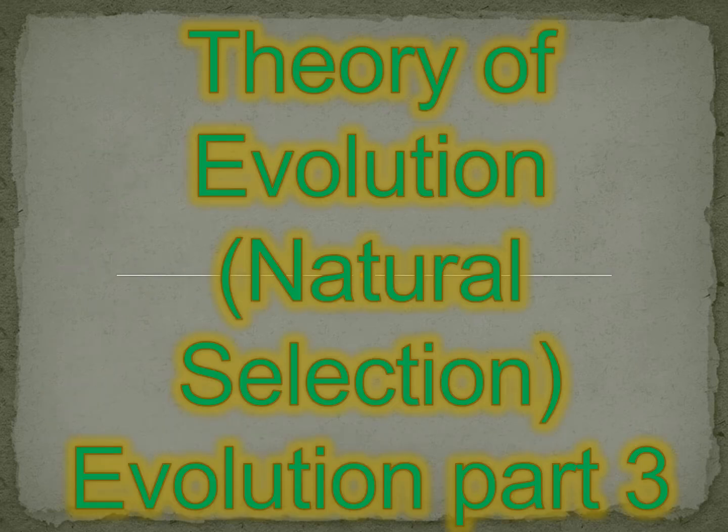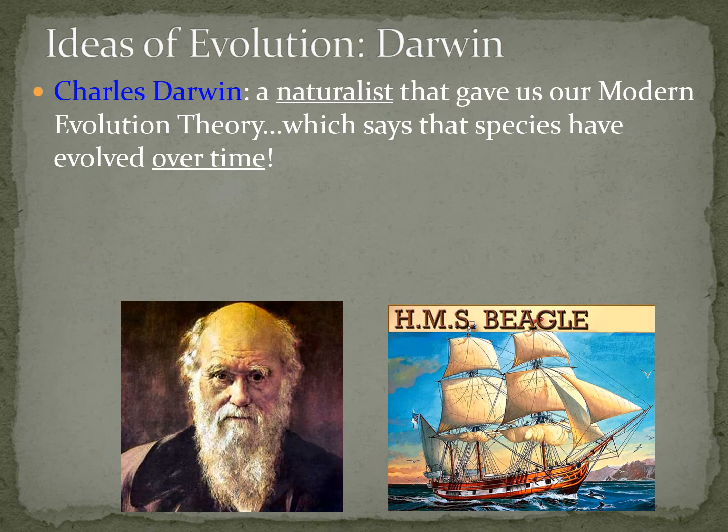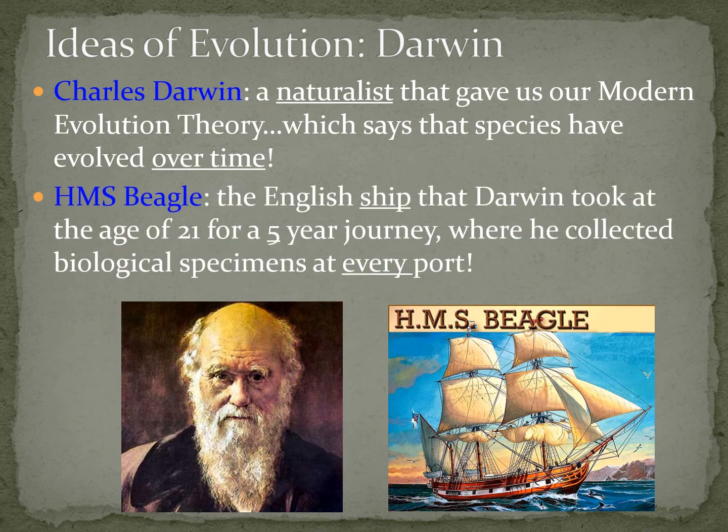So we're going on again to part 3, which will be our day 2 notes. We're going to basically explain how natural selection leads species to evolve and change over time. So first we've got to figure out, who is this dude? This is Darwin, Charles Darwin. You've got to know who he is, period, on the test.